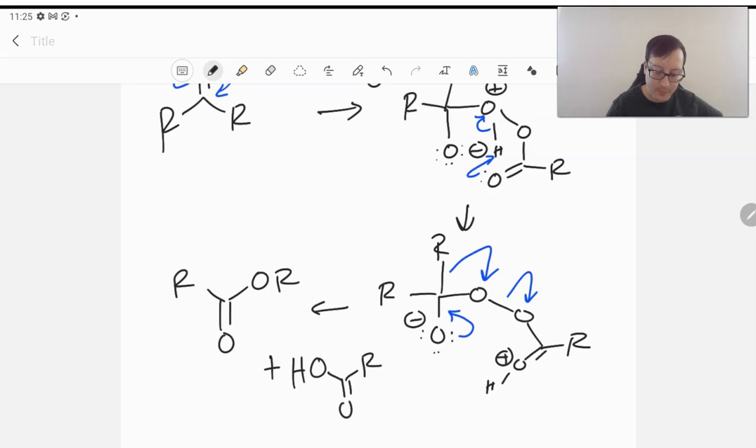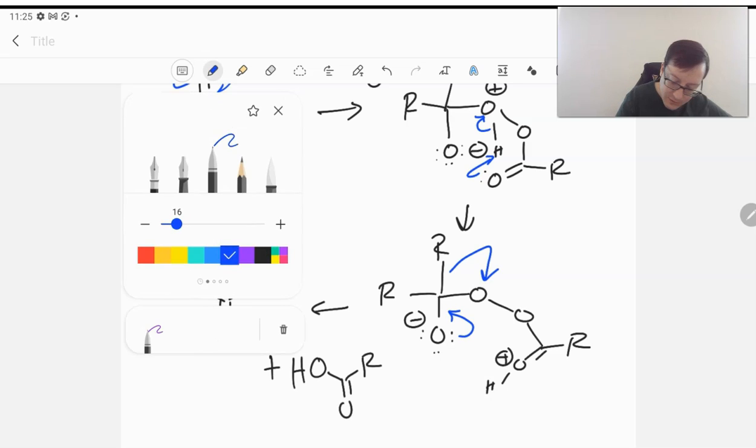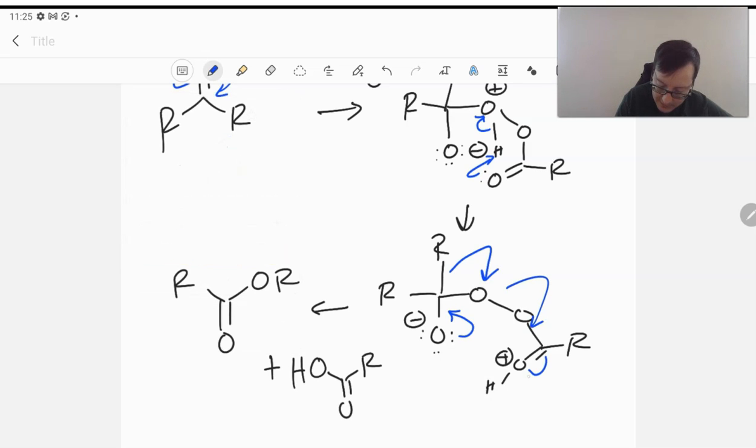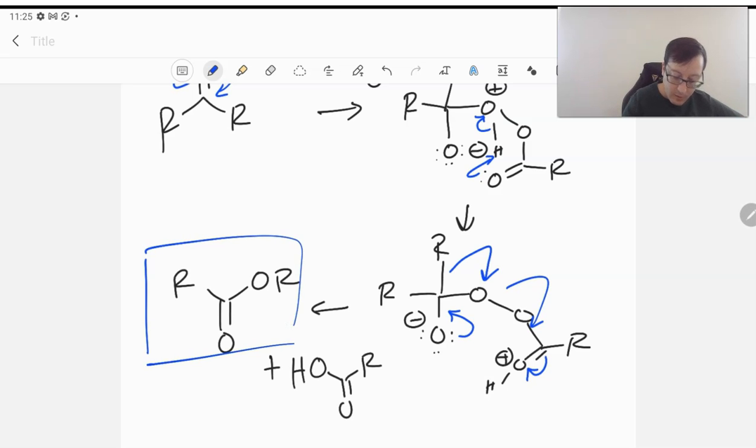Technically, instead of forming the minus charge there, we're probably going to end up kicking the electrons all the way down to that positive charge down there. In either case, we don't really care about the carboxylic acid side of things. The point is we end up migrating our R group. And we have considerations here.